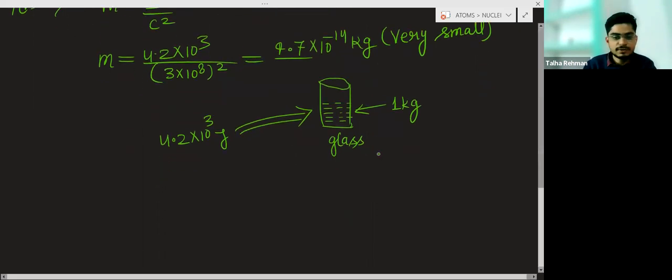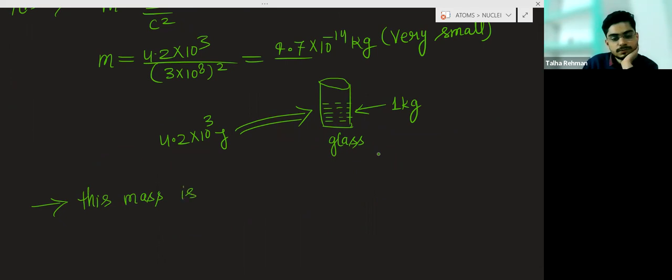So you can write one statement: this mass is very small, but not zero.